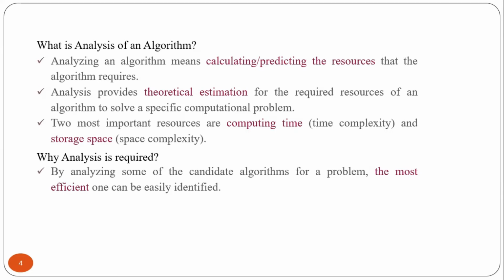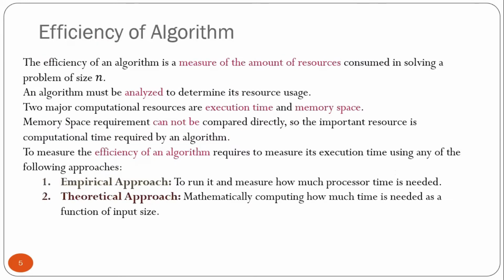So next, efficiency of an algorithm is the measure of the amount of resources which are consumed in solving the problem of size n. I already told you that every problem is designed in a generalized form, so we always take n inputs. The algorithm must be analyzed to determine its resource usage, that is, how many resources are being taken by the algorithm. So the two major resources which are taken are known as execution time and the memory space.